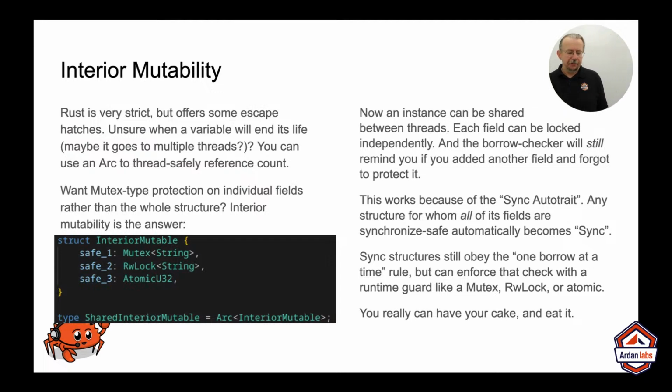So Rust allows interior mutability. You can have a structure, and as long as all of the fields in it are protected in some way, it can be accessed concurrently, and you can have separate locks for each of the fields. And the borrow checker is smart enough to keep track of this. So if we have our interior mutable structure with a mutex, a read-write lock, and an atomic, different threads are working on that data all at once.